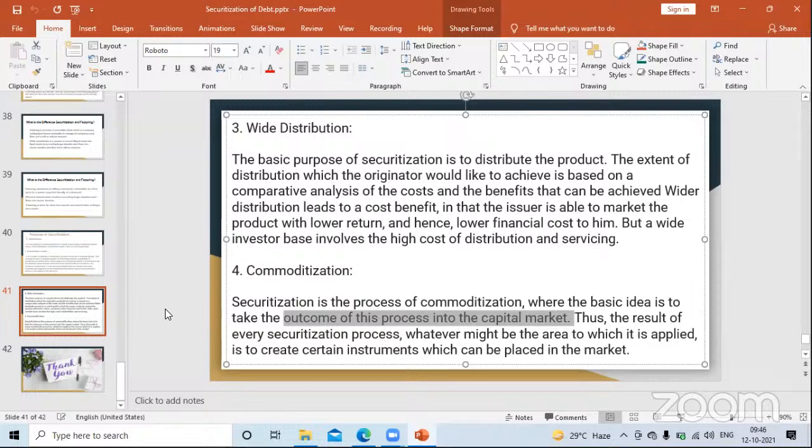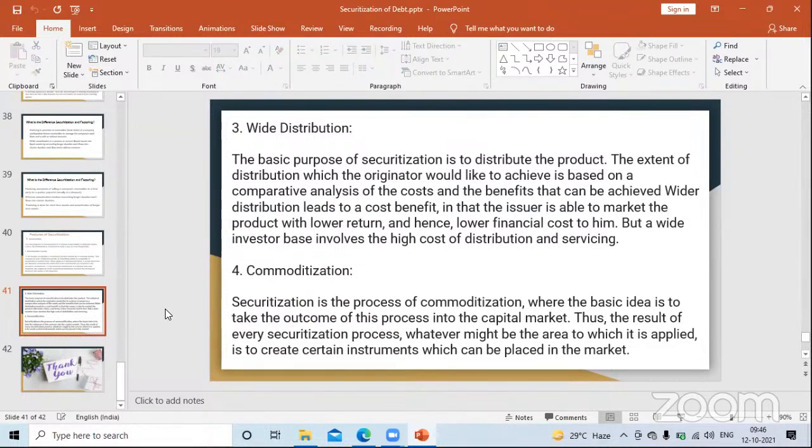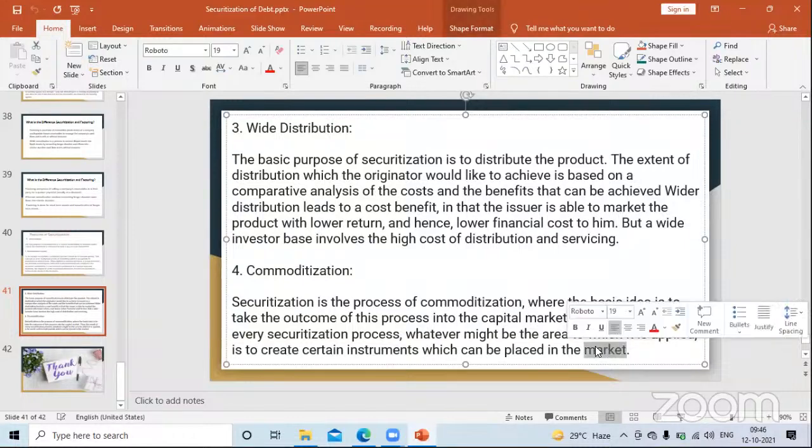Okay, because assets cannot be easily purchased and sold in the market, but if you want to quickly sell and purchase and gain liquidity in the company, you will have to convert them into such things which are related to financial instruments, which become part of your money market, and that can be easily sold and bought in the market.